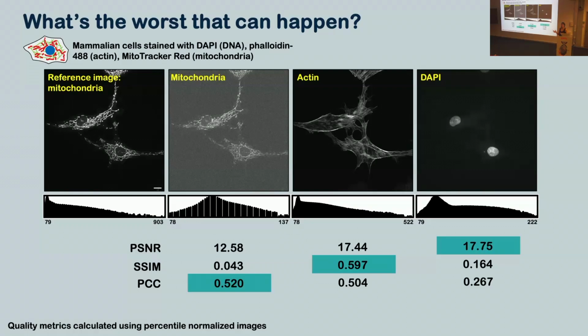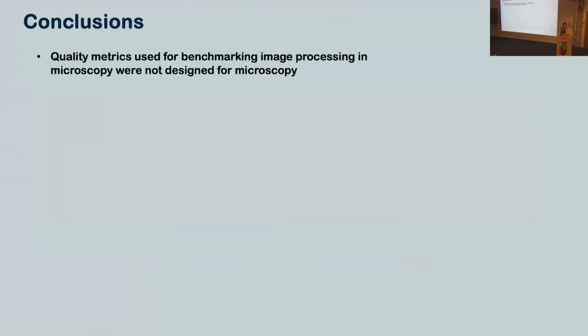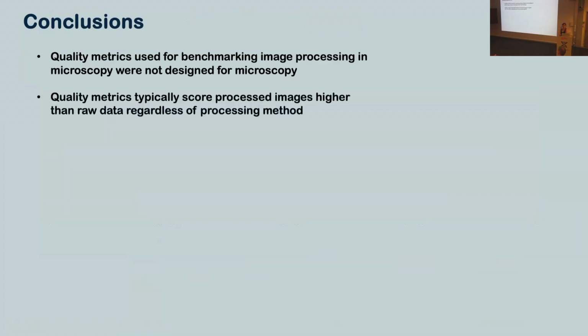In biology, structure is as important, if not more, than intensity. We really care about structure. And metrics just don't know anything about biology. So to conclude, what have we learned today? Firstly, the quality metrics that we use for benchmarking image processing in microscopy were not designed for microscopy. They were designed for a different task altogether. And we shouldn't really be surprised that they behave weirdly.